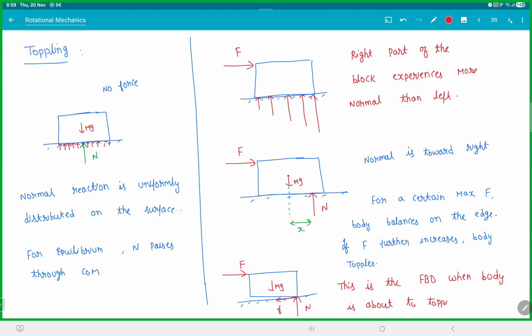That's it. So toppling, that's the main concept there. Clear with this? Any doubt on this page? Great. Let's see a question then.